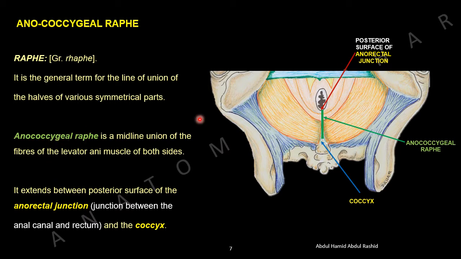The anococcygeal raphe is here, where the two halves of the levator ani muscles meet. It extends from the posterior surface of the anorectal junction to the tip of the coccyx.